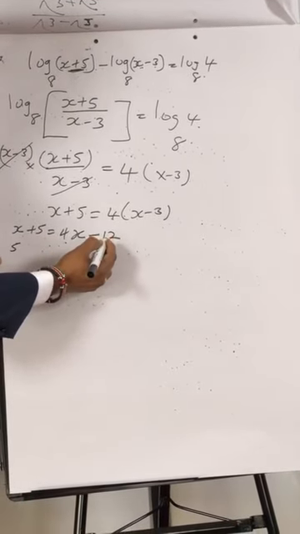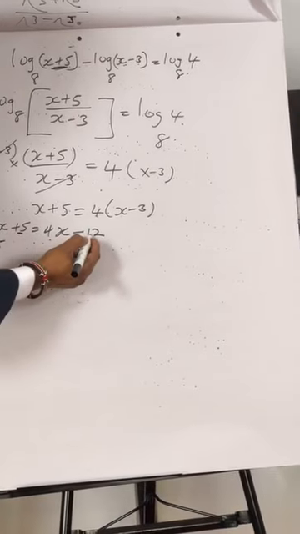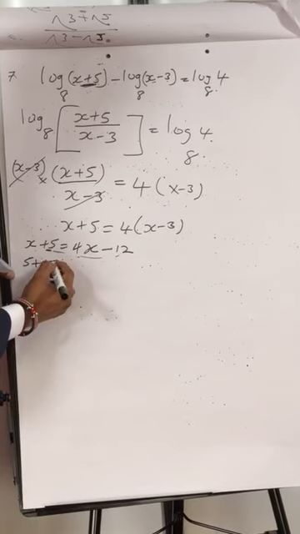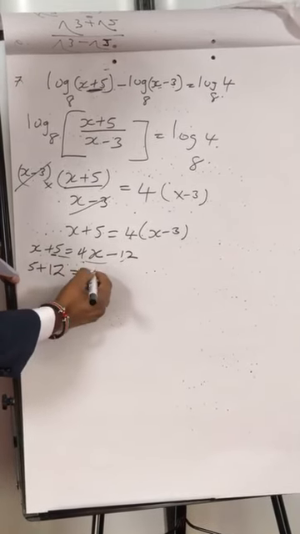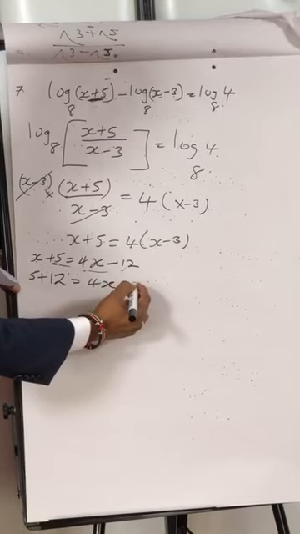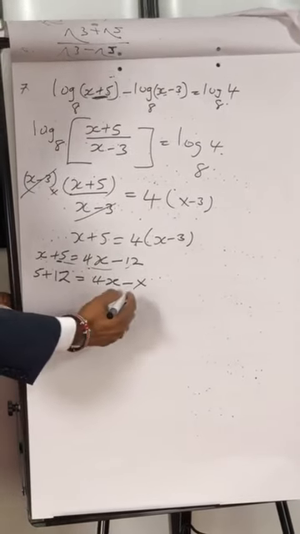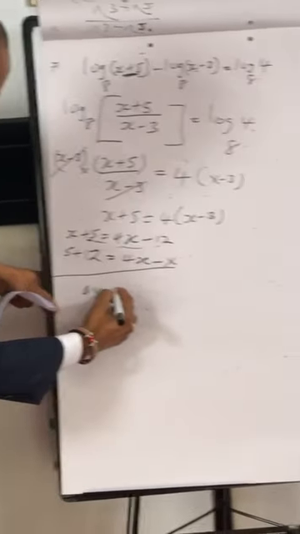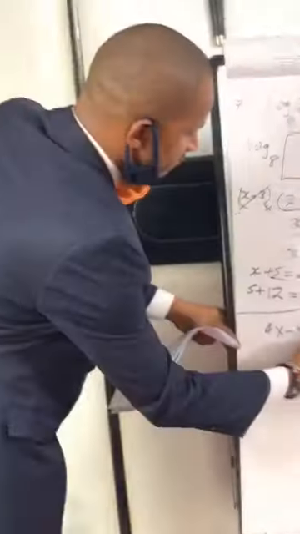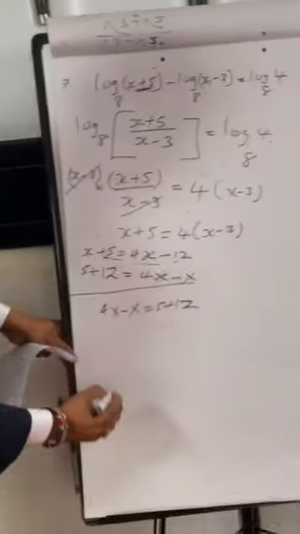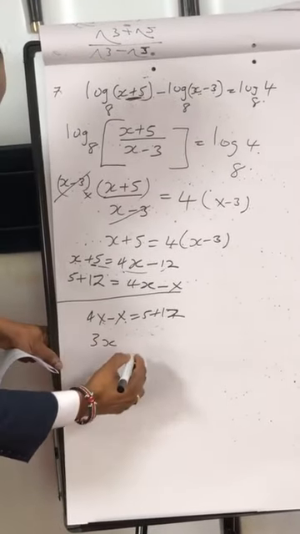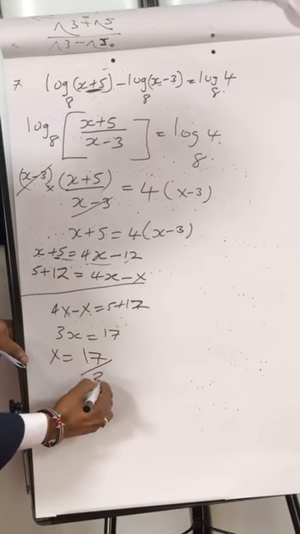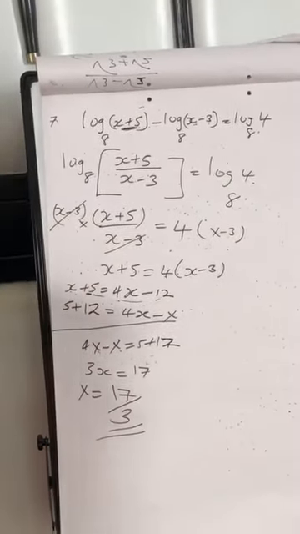If 5 is on this side, and you want to bring 12 to this side, it will become plus, because minus 12 becomes plus 12, equals 4x. Then bring x to the other side, it becomes minus x. Therefore, this equation can also be written as 4x minus x equals 5 plus 12. So 4x minus x is 3x, equals 5 plus 12, which is 17. Therefore, x is equal to 17 divided by 3. That is the value of x.